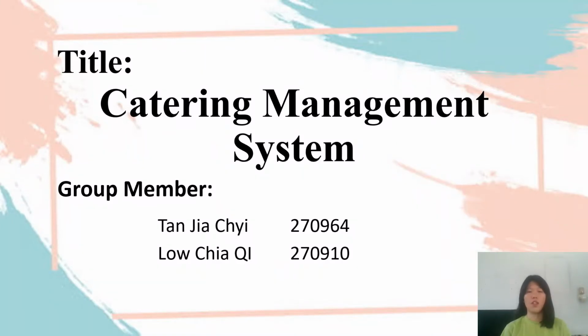My name is Rojachi and my matching number is 270910. My group member is Tanjachi, 270964. Our title is about catering management system.